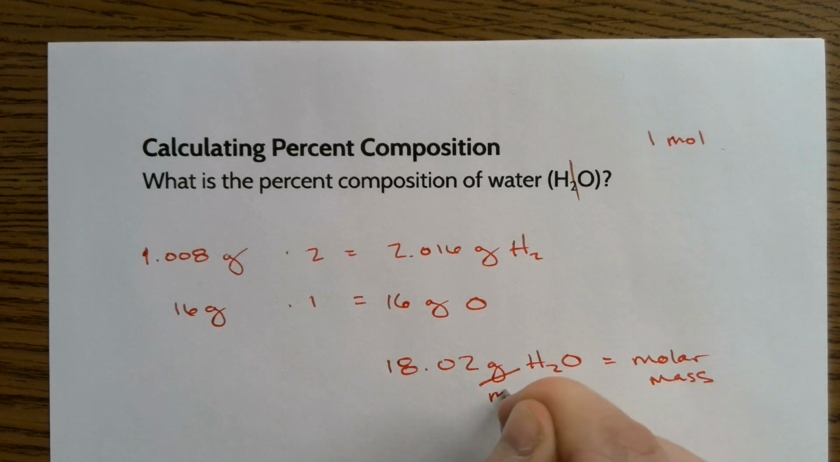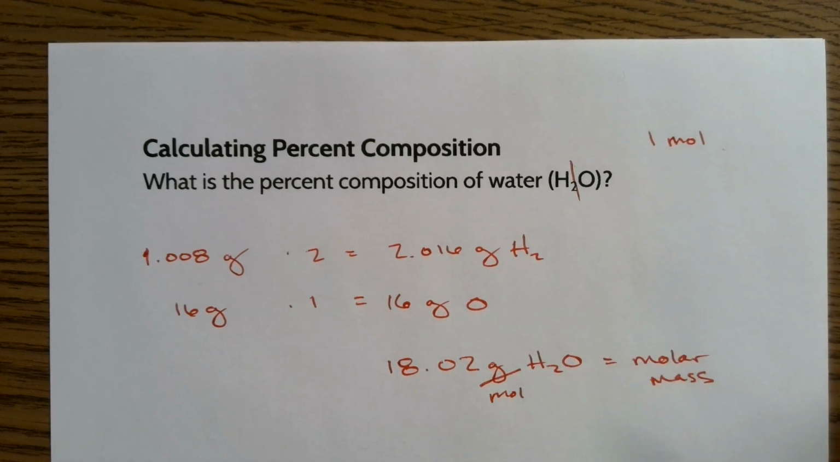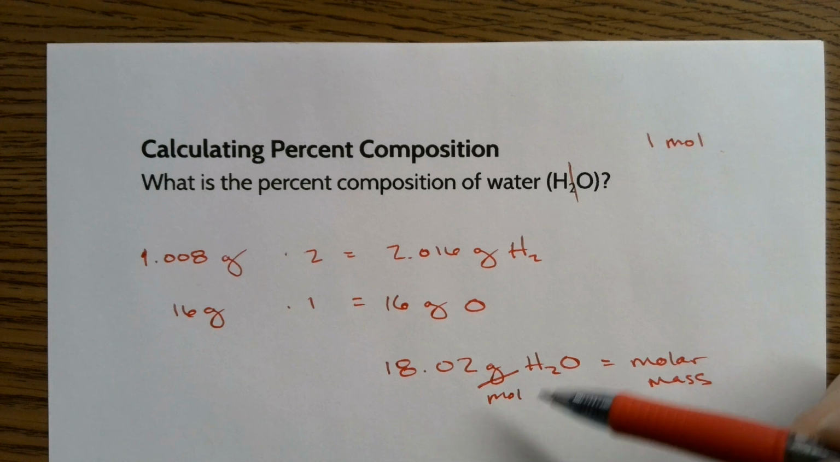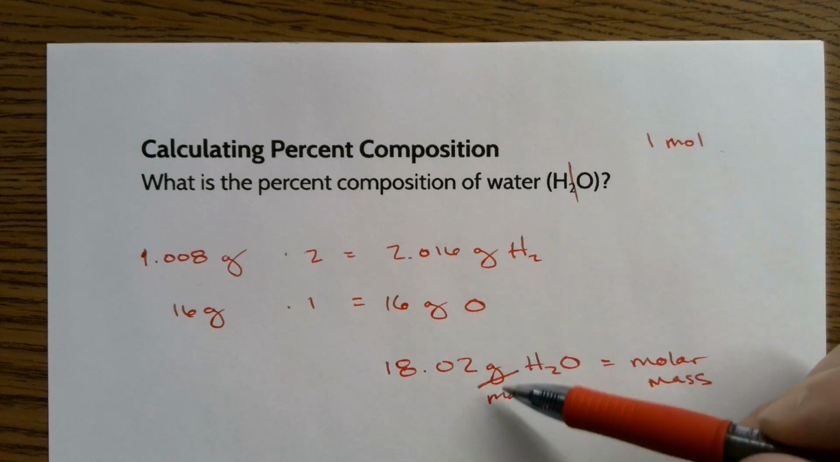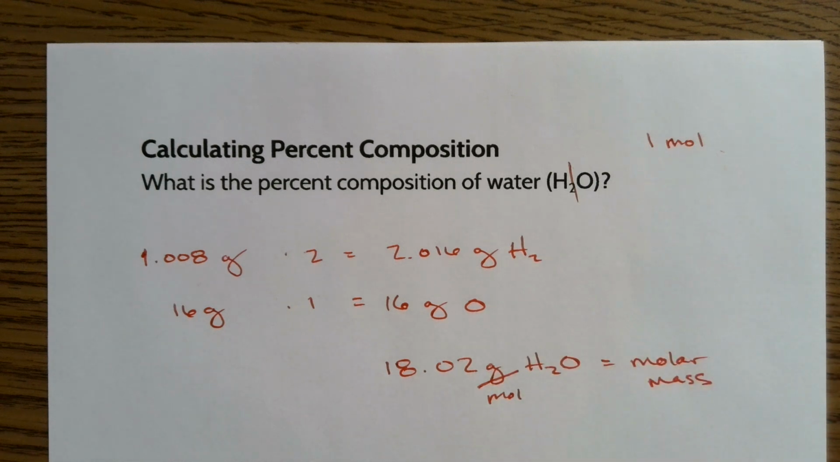So you can even write grams per mole. We're just making this assumption. Now, what we're going to do is calculate how much of this mass is from hydrogen and how much of this mass is from oxygen. So all you have to do is simply divide it.